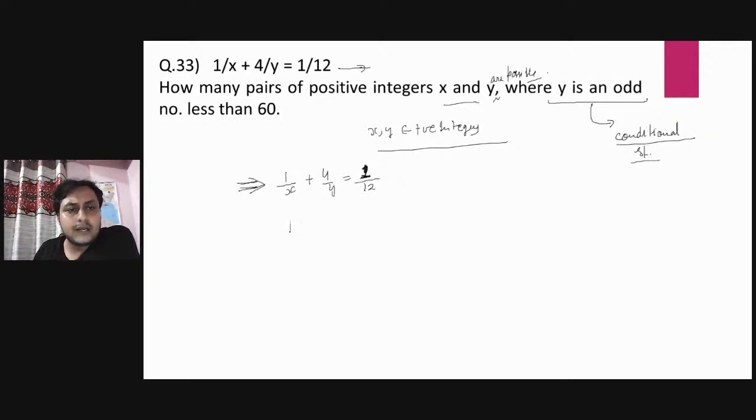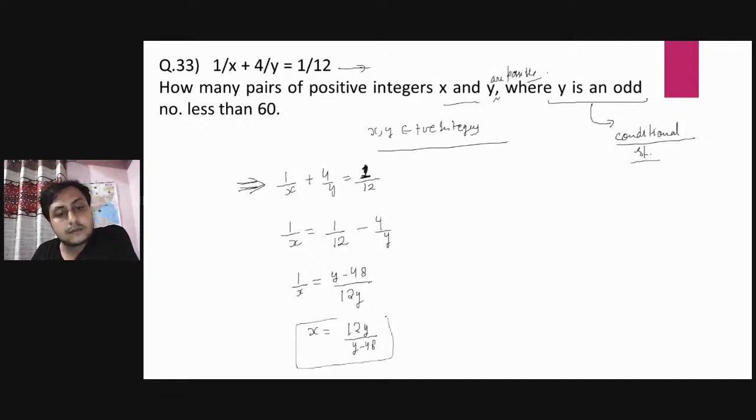So we can write it as 1 by x equals 1 by 12 minus 4 by y. So 1 by x equals (y minus 12 into 4, which is 48) upon 12y, right? So x should be 12y upon y minus 48. Write it here. x equals what? 12y upon y minus 48.